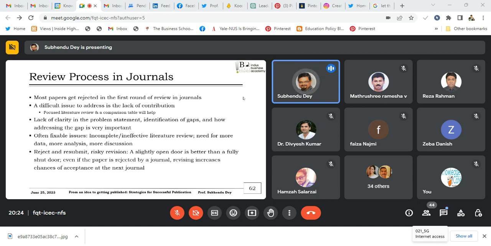All right. Reject and resubmit, risky revisions. Okay, the door is still open. A slightly open door is always better than a fully shut door. So, as I said, even if a paper is rejected by a journal, when you revise it, it increases the chance of acceptance either with the same journal or with another journal. So it all depends on your conviction. The reviewer response statement is as important as the revised paper.